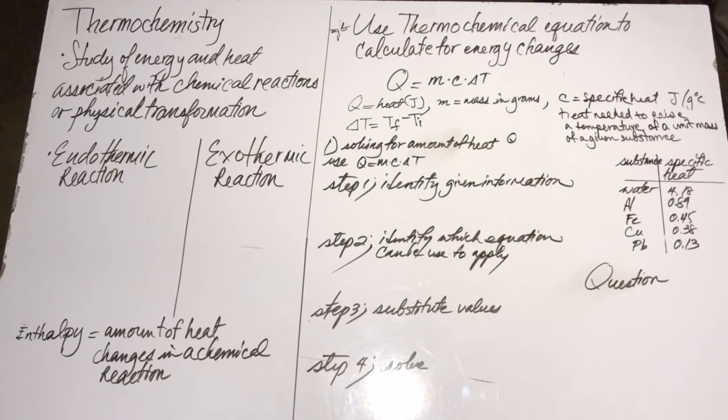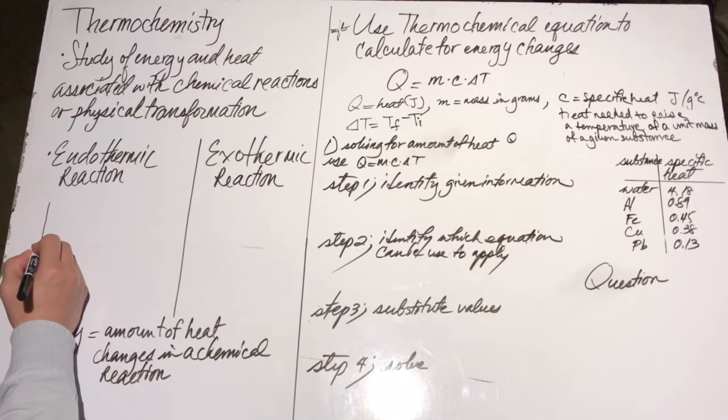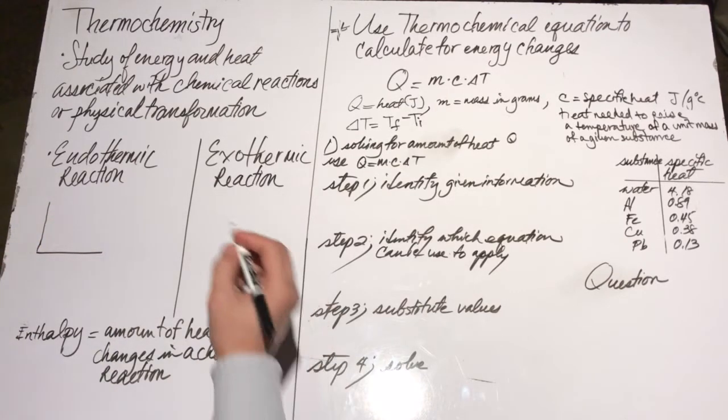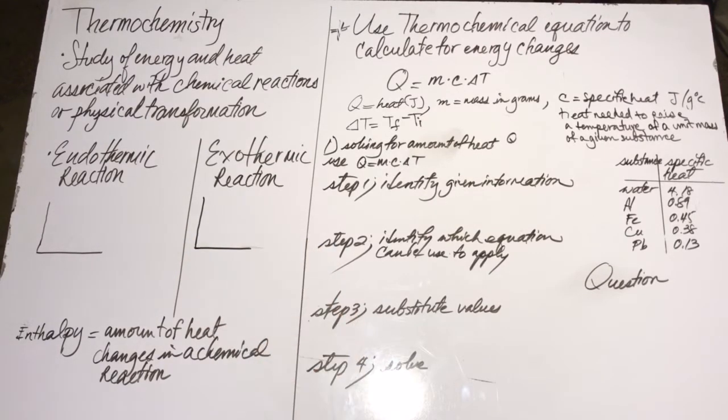One other term that you need to know is enthalpy, which is the amount of heat changes in a chemical reaction. For the purpose of this case, we're only going to be talking about chemical reactions. From one of the worksheets, you're going to have to be able to identify what a potential chemical reaction is. So I'm just going to give you two different diagrams, since we're making comparisons.